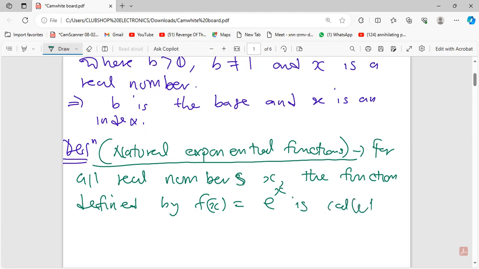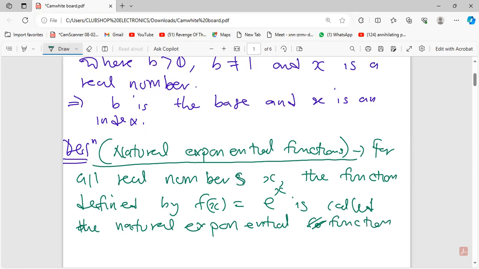is called the natural exponential function. So e to the power x is a natural exponential function. E to the power x is just, say, an exponential function.